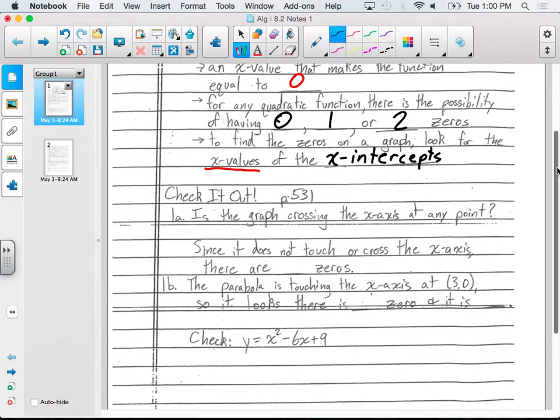Actually, that's a little confusing. Are there zeros on it? No, because it's not touching the x-axis. Right, it's not touching it, it's not crossing it. Just like the question says, is the graph crossing the x-axis or touching it? Since it doesn't touch it or cross it, you can say that there are no zeros for 1A.